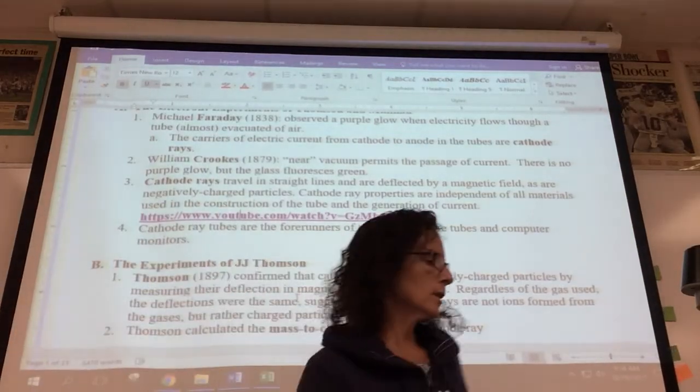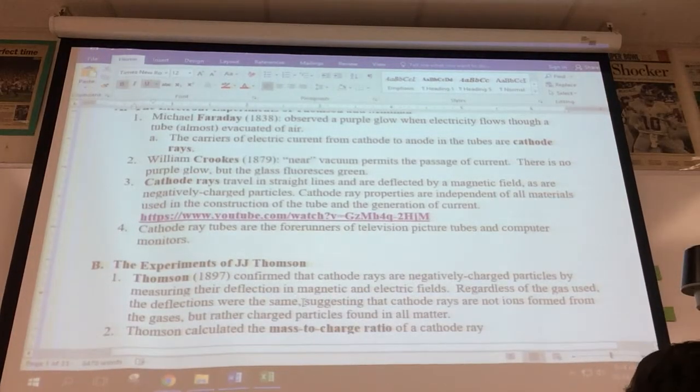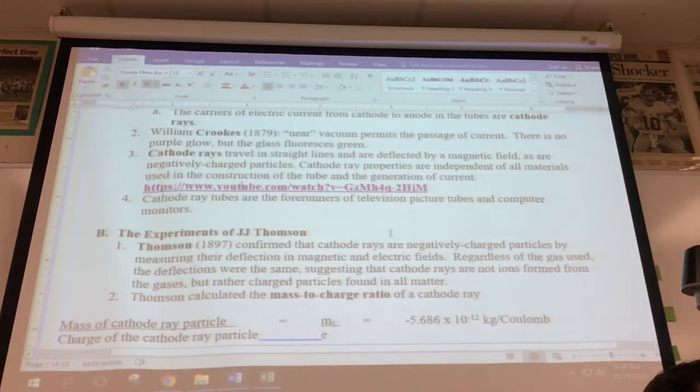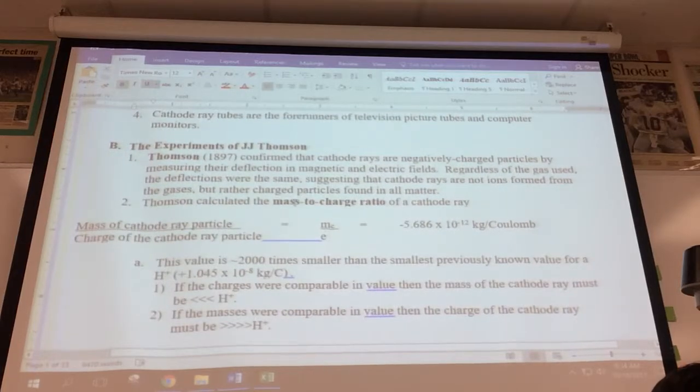At this point, in regard to Thomson, he was able to show that cathode rays are negatively charged particles, and we saw that in the video. Doesn't matter what gas is used, the deflections are the same. So cathode rays are not ions, but rather charged particles that are found in all matter. And as I said, he was able to determine the mass to charge ratio, which is shown here.